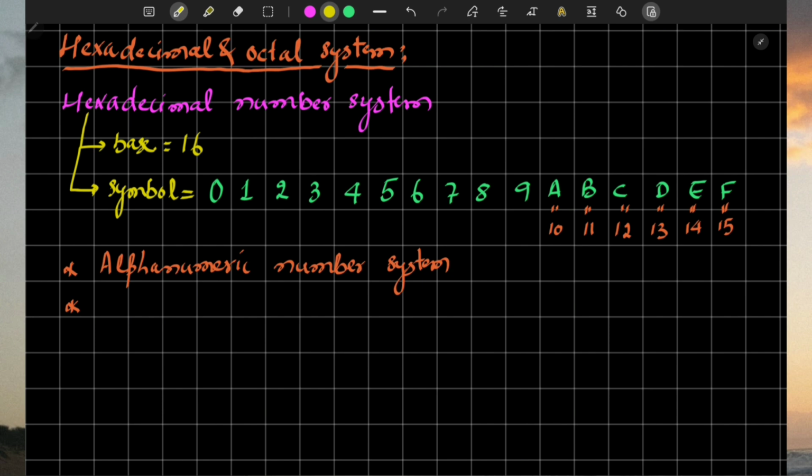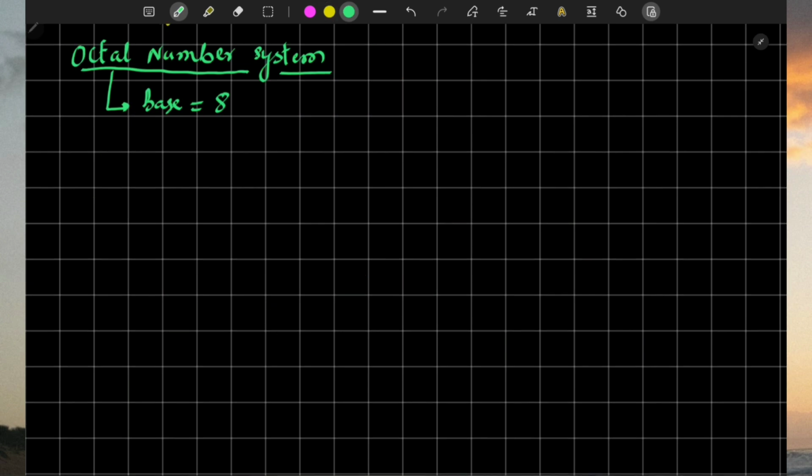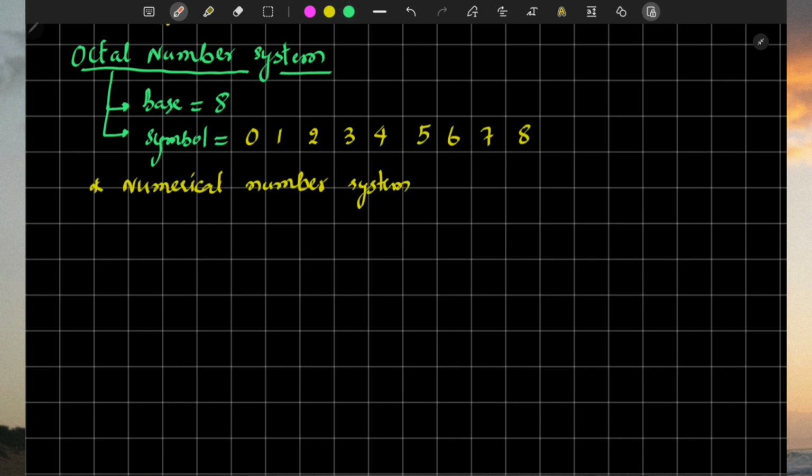Hexadecimal number system is an alphanumerical number system, and the number is represented by n with subscript base 16 or n with the subscript h. This h represents hex number or hexadecimal number. For octal number system, base is 8. It implies that symbols that are used in it are from 0 to 8 minus 1, that is 0 to 7. It is simply a numerical number system where a number is represented by n with the subscript 8.